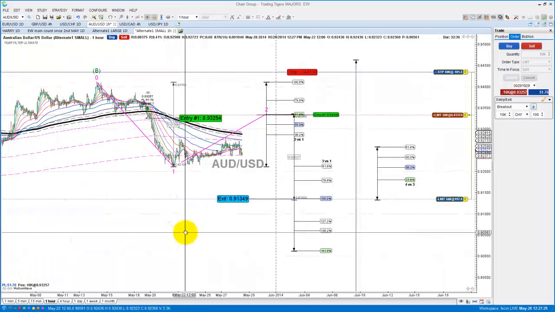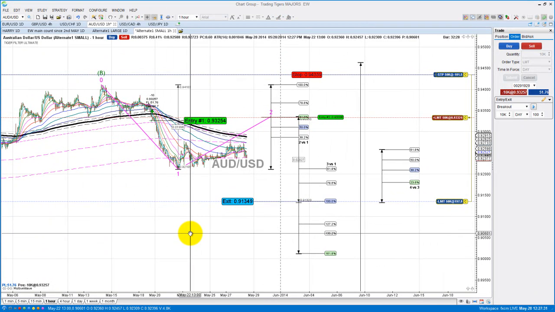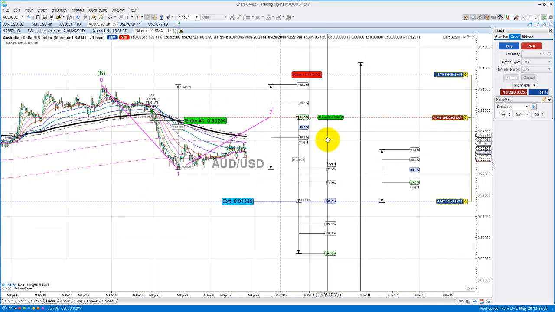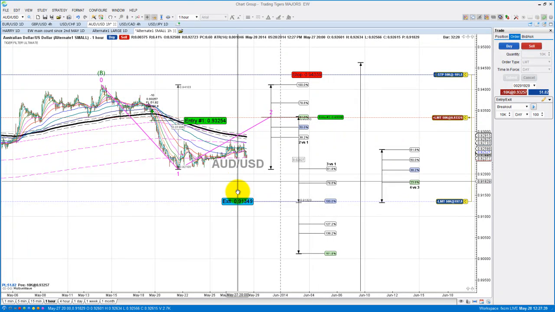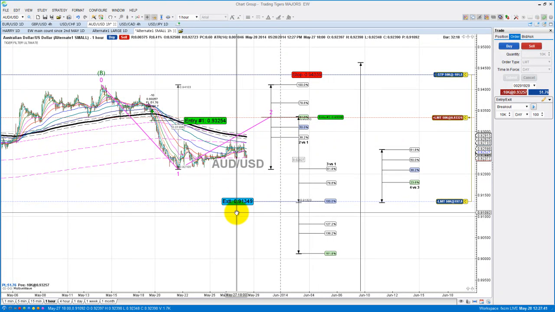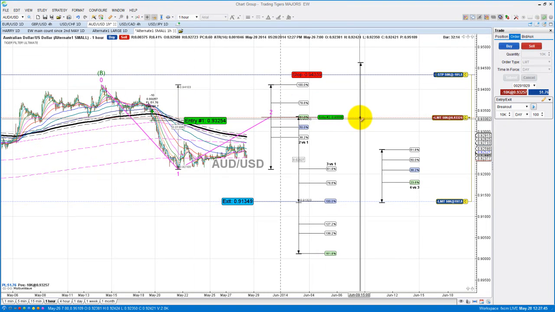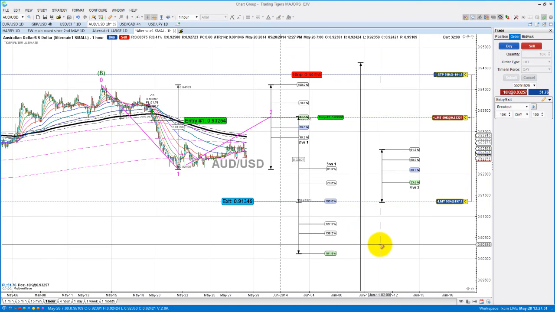So let me give it to you again. Entry at 0.9336, stop at 0.94339, exit at 0.9134, and the profit level is going to be 199. So that's almost a 2-to-1, which is pretty cool for us, right?